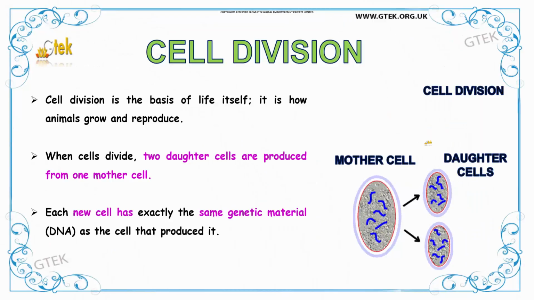Cell division is the basis of life itself. It is how animals grow and reproduce. When cells divide, two daughter cells are produced from one mother cell. Each new cell has exactly the same genetic material as the cell that produced it. You can see the mother cell and daughter cell.